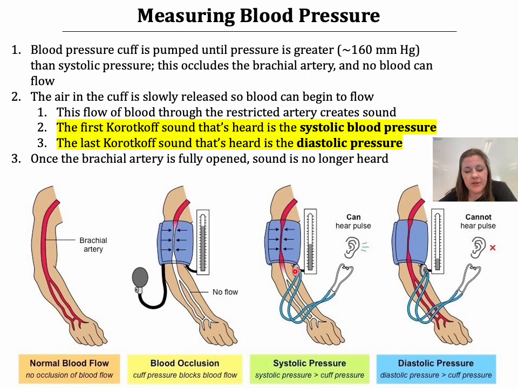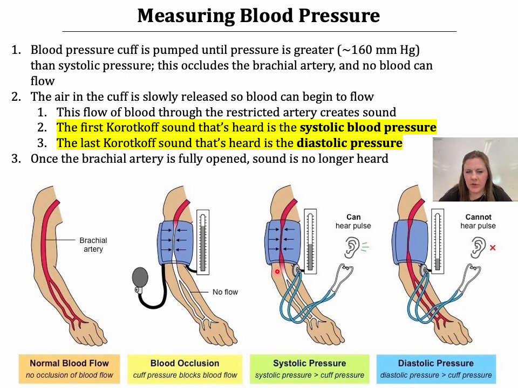You want to make sure your stethoscope is close by, tucked right in the inside of the elbow there, and then you start to slowly release air from the blood pressure cuff. You have to do this slowly so that you can hear any changes taking place, but not so slow that the person's arm is being starved of blood. So you slowly release the air, and what's happening is the blood begins to flow through the brachial artery because you're alleviating that pressure in the cuff.